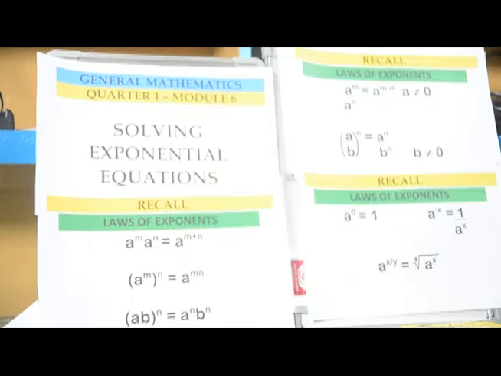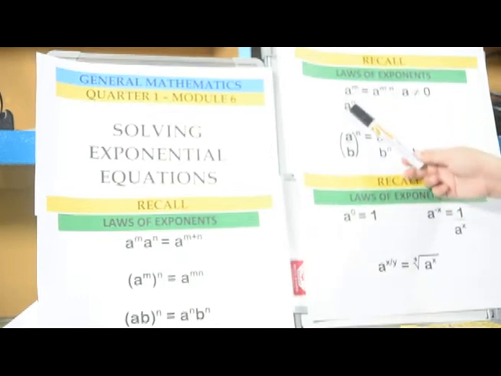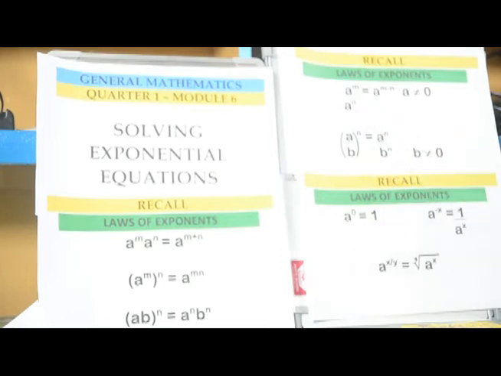Another law of exponents that you need to recall and remember is this one: a raised to the power of m divided by a raised to the power of n. Whatever real number this is, when it is division, you just simply subtract the two exponents. That means a raised to the power of m minus n, where a must not be equal to 0.